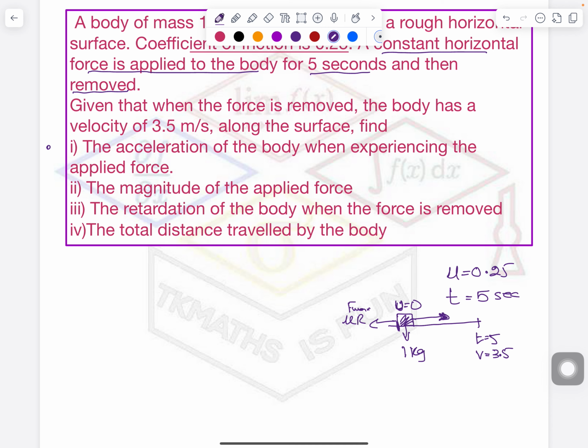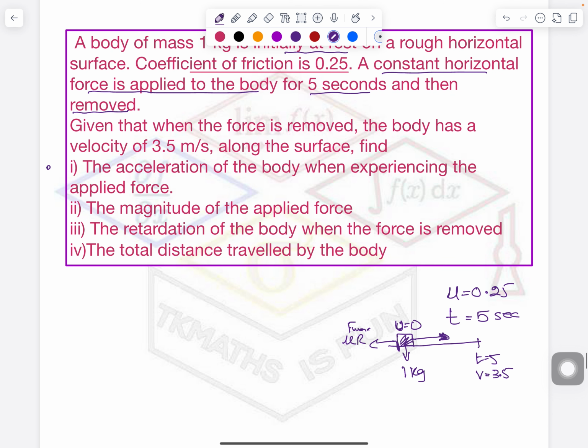In that case, we will apply the constant acceleration formula. So part 1: v is equal to u plus at. So v is 3.5. We are finding the acceleration within the time of 5 seconds. So it is 3.5, u is equal to 0, a we have to calculate, and time is 5 seconds. So a is equal to 0.7 meters per second squared.